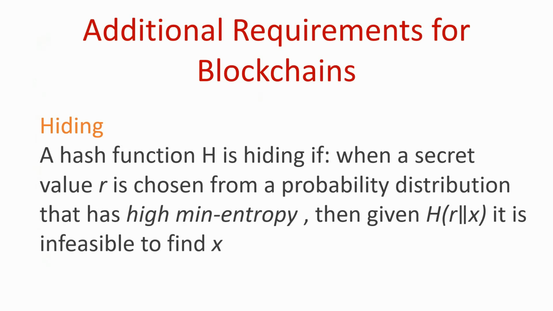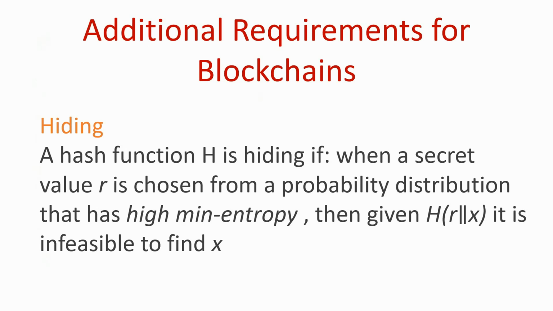What does it mean to have a hash function that has the hiding property? So a hash function H is hiding if when a secret value R is chosen from a probability distribution that has high minimum entropy, then given H of R concatenated with X, it is infeasible to find X. We read it again. A hash function H is hiding if when a secret value R is chosen from a probability distribution that has high minimum entropy, then given H of R concatenated with X, it is infeasible to find X.